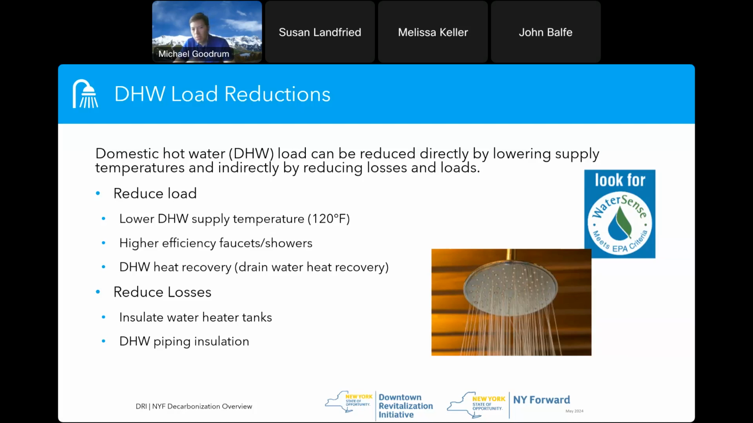You can also do heat recovery with water. That's a little more complicated, but you can recover heat from a warm shower to heat up the incoming water or something like that. And then similar to the ductwork, insulating things so that you're not losing heat from pipes or from your hot water tanks can help save energy in a domestic hot water system.